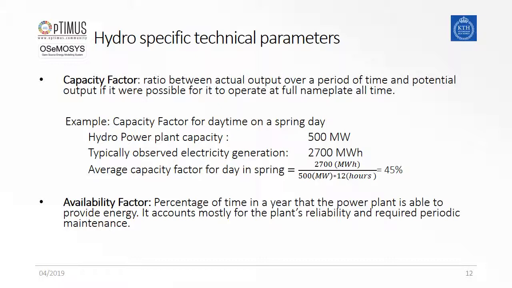In comparison, the availability factor indicates for how much time of the year the power plant is available to produce. The parameter is commonly used to indicate the time that is needed for maintenance.